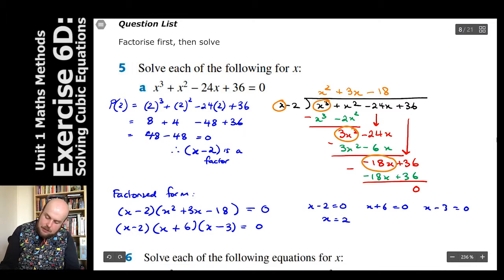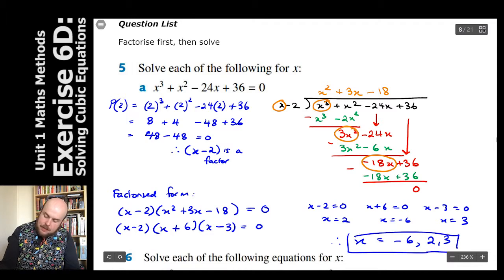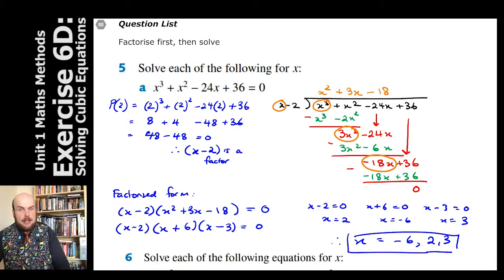So x is equal to 2, x equals negative 6, or x can be equal to 3. So as my final answer, grammatically it's always better to go from smallest to largest. Doesn't really matter though. That's me solving that for x.